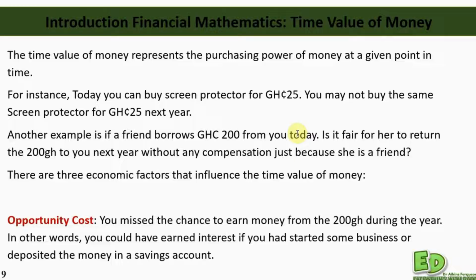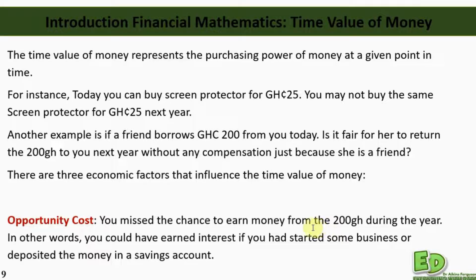So she's charging 0.03. If I want to find how much I'll be owing her in 3 years' time, it is 200 cedis into brackets 1 plus the interest rate 0.03, bracket close, raised to the power 3. And I'll be owing her 218 cedis, 0.54 pesewas, or let's say 55 pesewas. That means if you owe someone 200 cedis today, you're not going to pay the same amount later. That is what it is trying to tell you. So it is the time value of money.